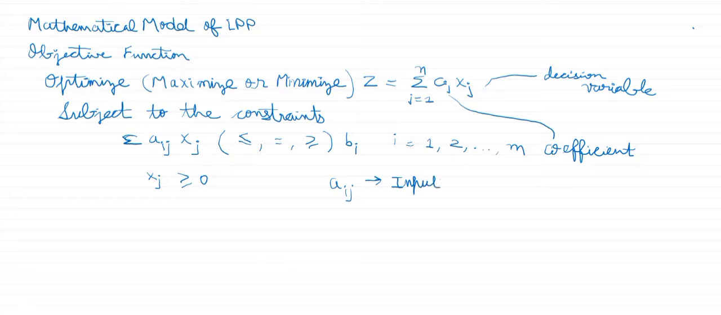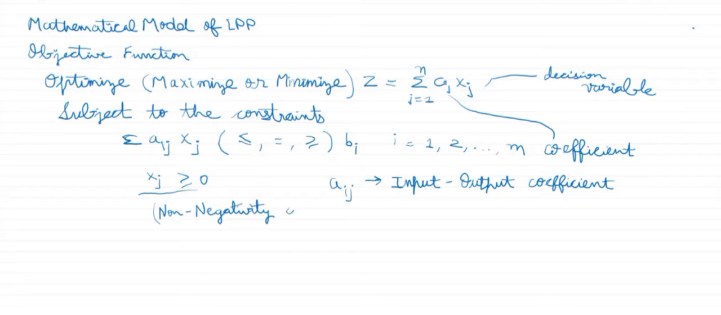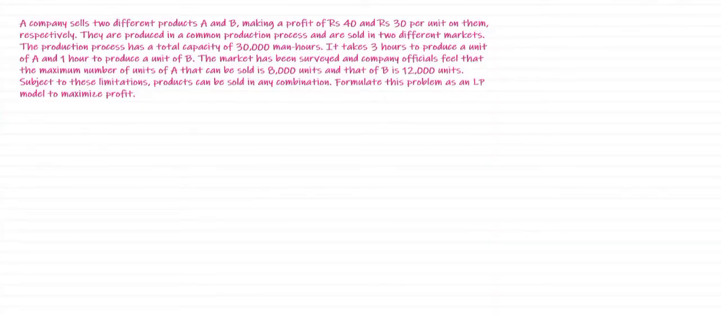it is the input output coefficient of our decision variable, and this xj greater than or equal to 0, that is known as the non-negativity condition. So each and every time we have to formulate the linear programming problem, this will be our model. Now let's understand this with the help of an example.